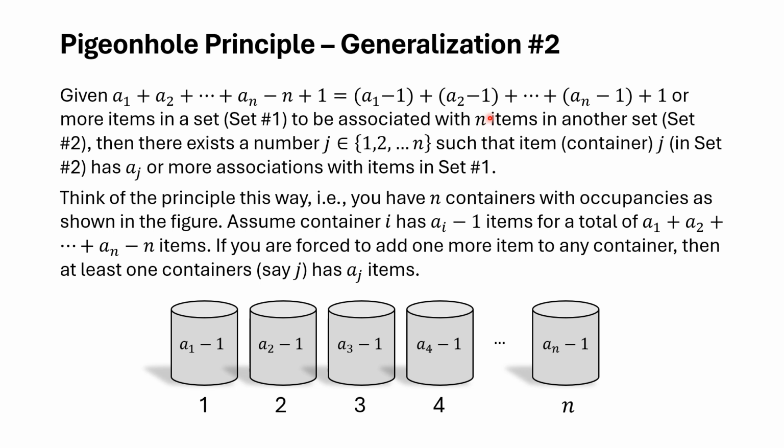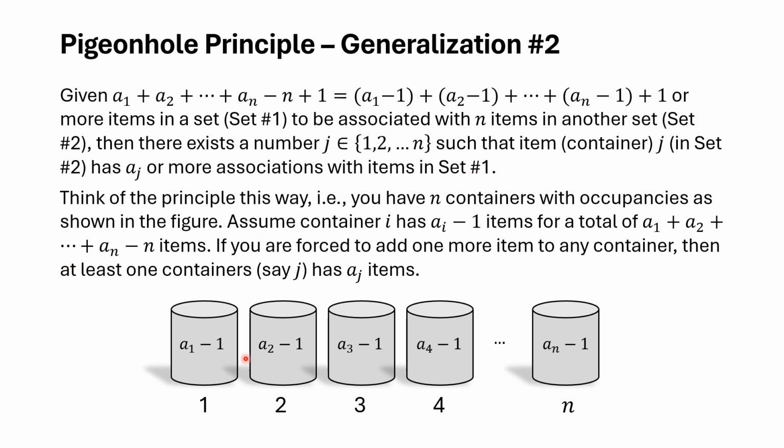Notice n here is the same as the number of these a sub 1, 2, all the way up to a sub n. So that's a key part of the theorem. Then if we do this association, then there exists a number j, in other words, a container j in our set 2, such that that container in particular has a sub j or more associations with items in set 1. So kind of complicated. Let's see if we can think about it in another way.